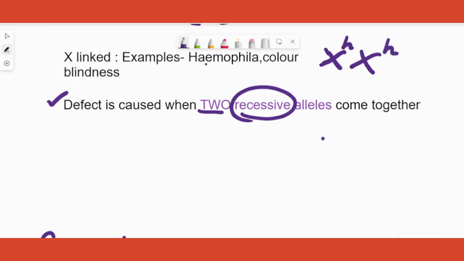All right. Now let us say it's a man. He will have an X chromosome and a Y chromosome. Correct. Now Y has nothing to do with these defects, so we are not even bothered about it. We just need to have one allele for this particular defect to be recessive to get that disorder. I hope it is clear. So in case of males, only one recessive allele found on the X chromosome is sufficient to create the defect.